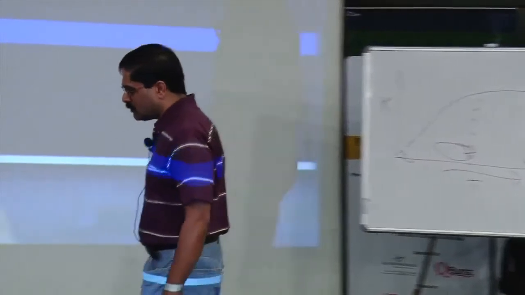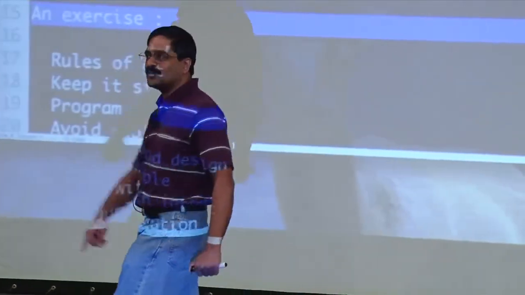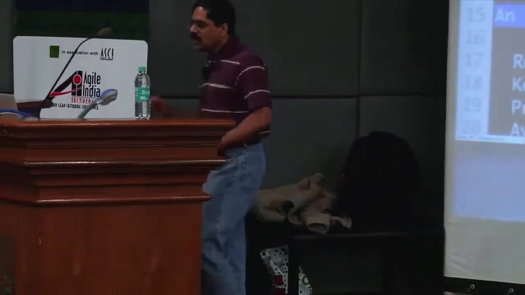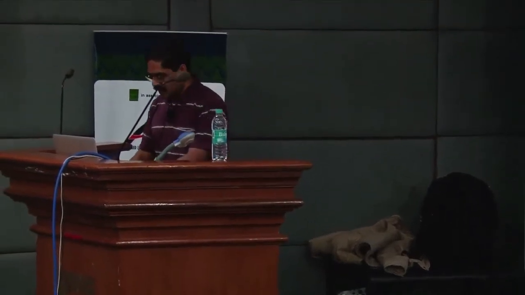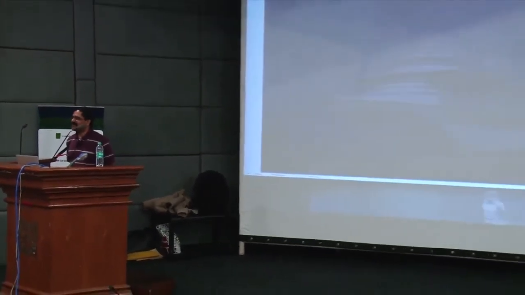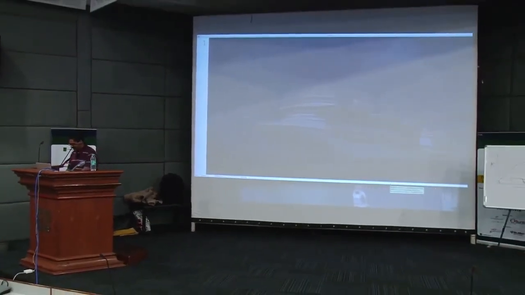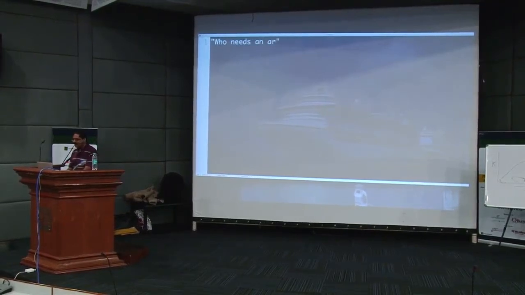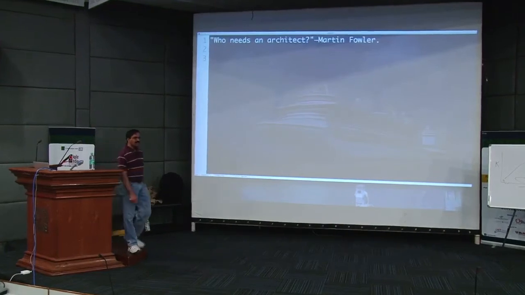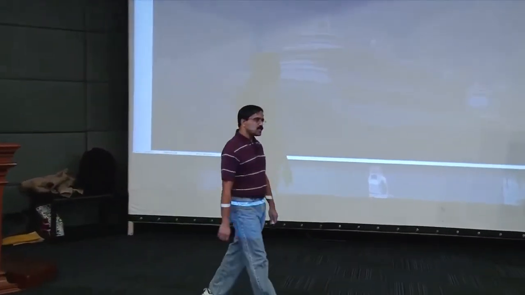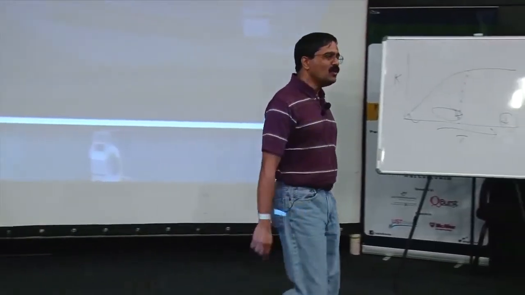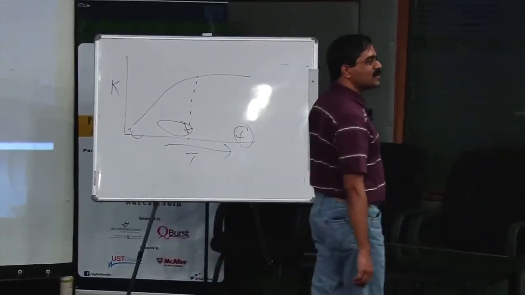There's a fantastic paper. This is your assignment for tonight, a homework for tonight. You have to read this. Not only do you have to read it, you have to make sure everybody on your team reads it. It is a very short paper. Not your 700 pages. It's 3.5 pages. It is called Who Needs an Architect? This is a fantastic blog by Martin Fowler. And in this article, he talks about who is an architect, who needs an architect. He defines who is an architect.